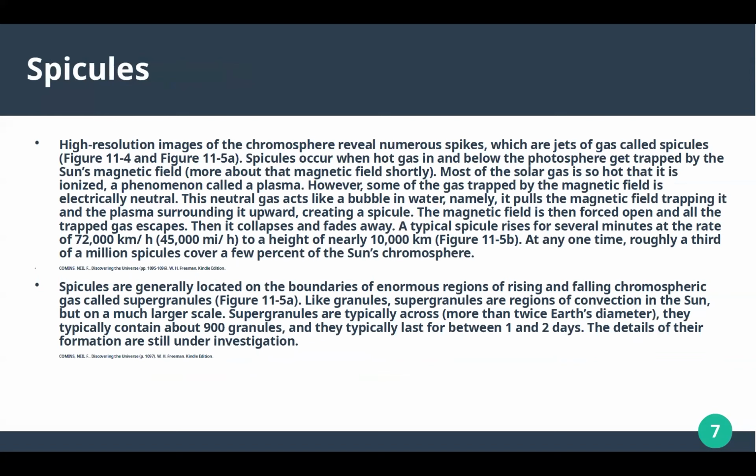Spicules are generally located at the boundaries of enormous regions of rising and falling chromospheric gas called supergranules. Like granules, supergranules are regions of convection on the Sun, but on a much larger scale. Supergranules are typically more than twice Earth's diameter across. They typically contain about 900 granules, and they typically last between 1 and 2 days. The details of their formation are still under investigation.